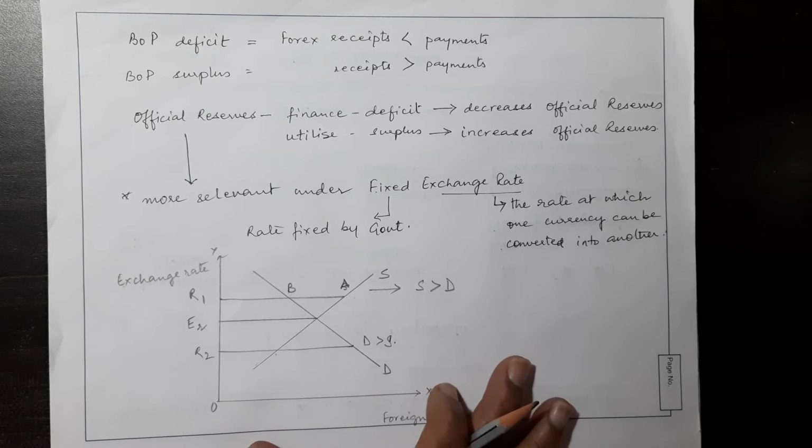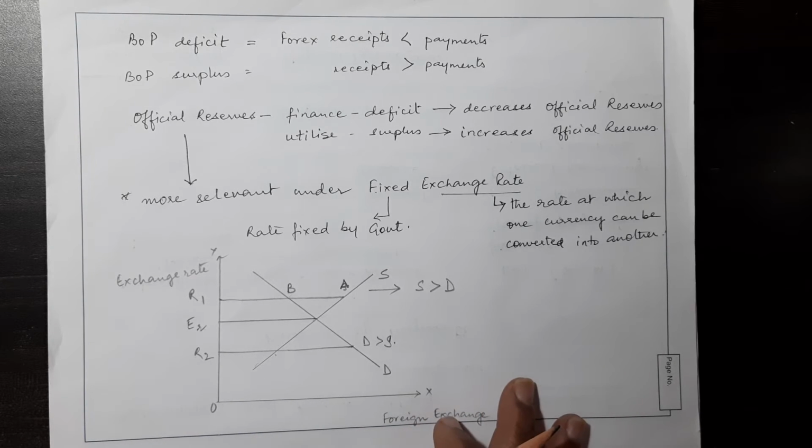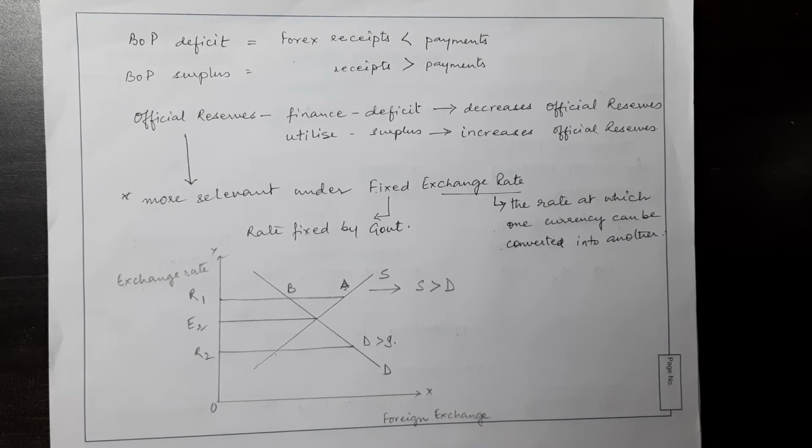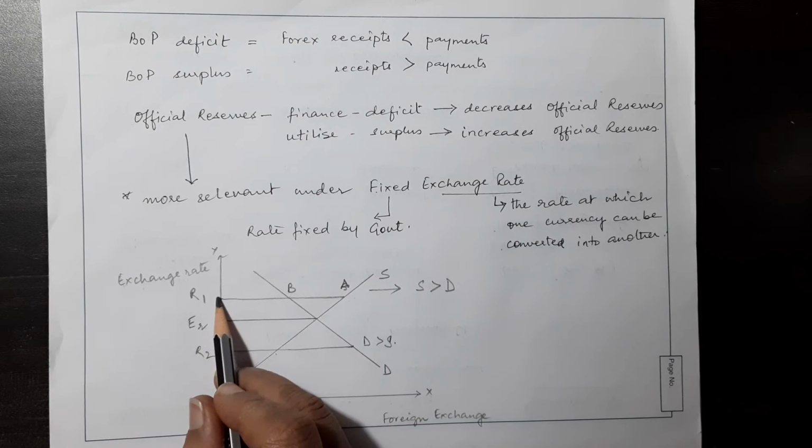So, to meet this excess demand, the government will have to withdraw the dollars from the past holdings. This needs to be done because if it is not done, then there will be a black market for dollars. So, that's how the fixed rate is taken care of. From this we understand the official reserves can be increased by increasing the rate of exchange.